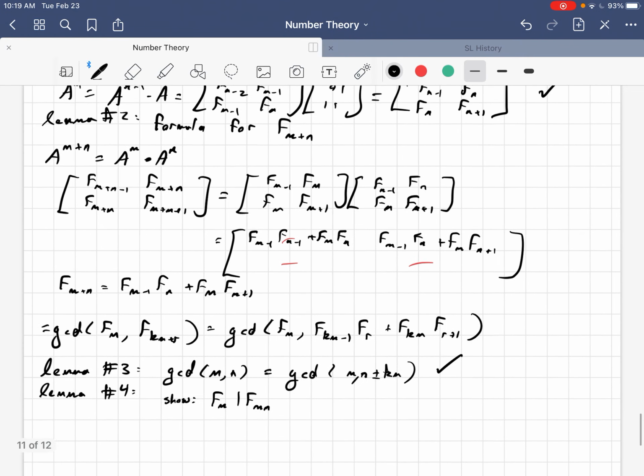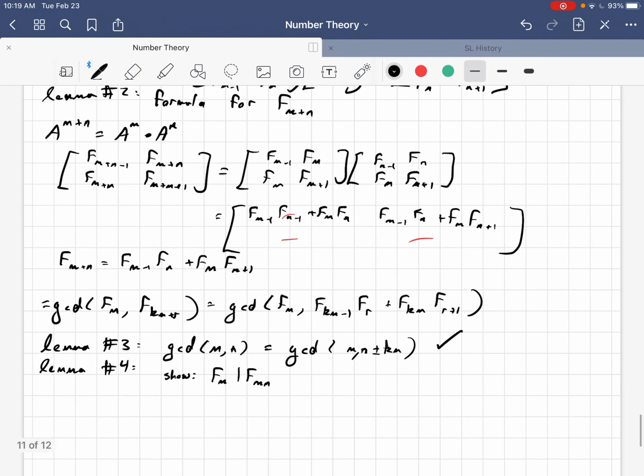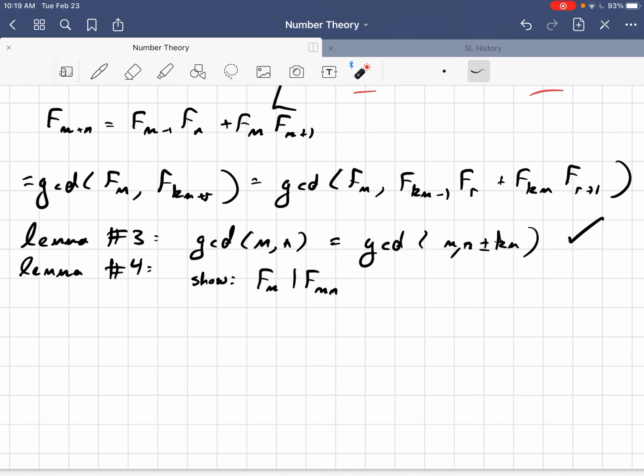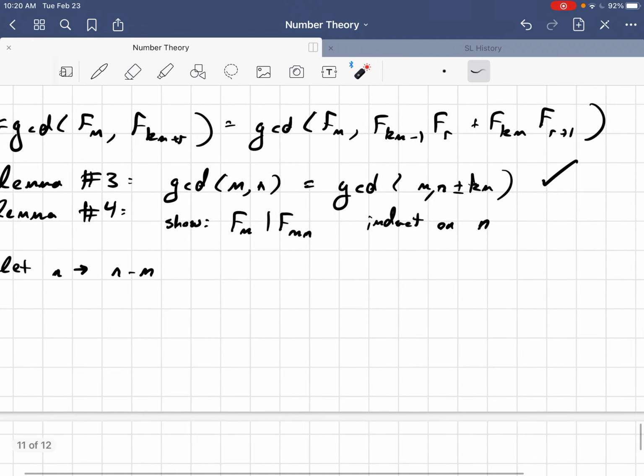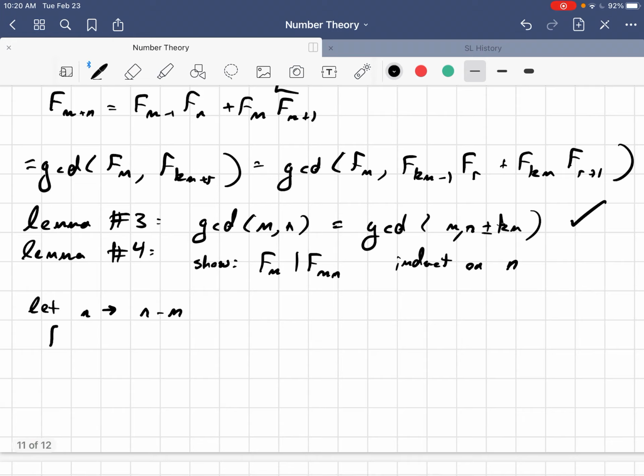So now how am I going to show that f sub m divides f sub mn? Well, I'm going to go back, and in this formula right here, I'm essentially going to induct on n. And so what I'm going to do then is let n go to n minus m in this formula right here, and you'll see why in a second. If n goes to n minus m, then I have f sub, if you look right here, f sub m plus n minus m, which is just n. And now I've solved for f sub n, which is what I want if I'm going to induct on n.